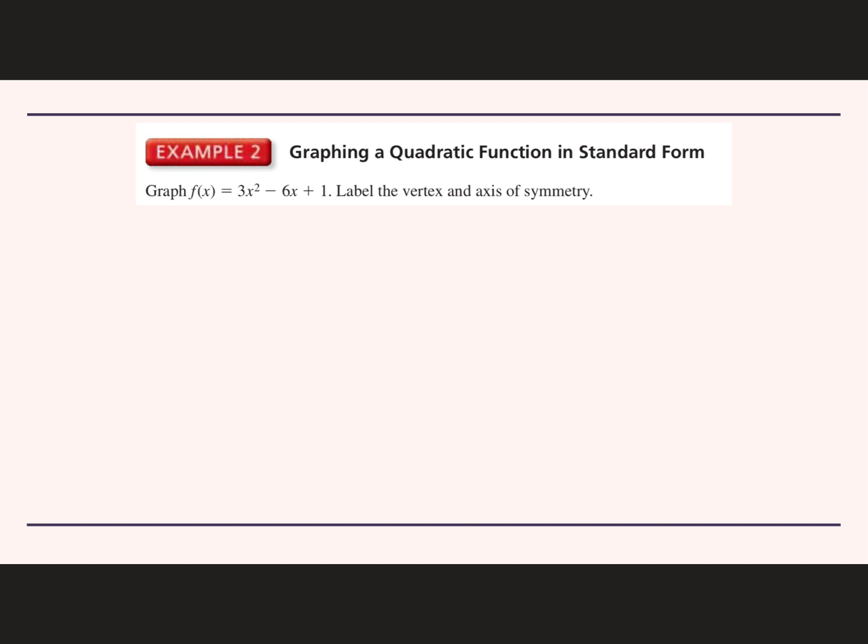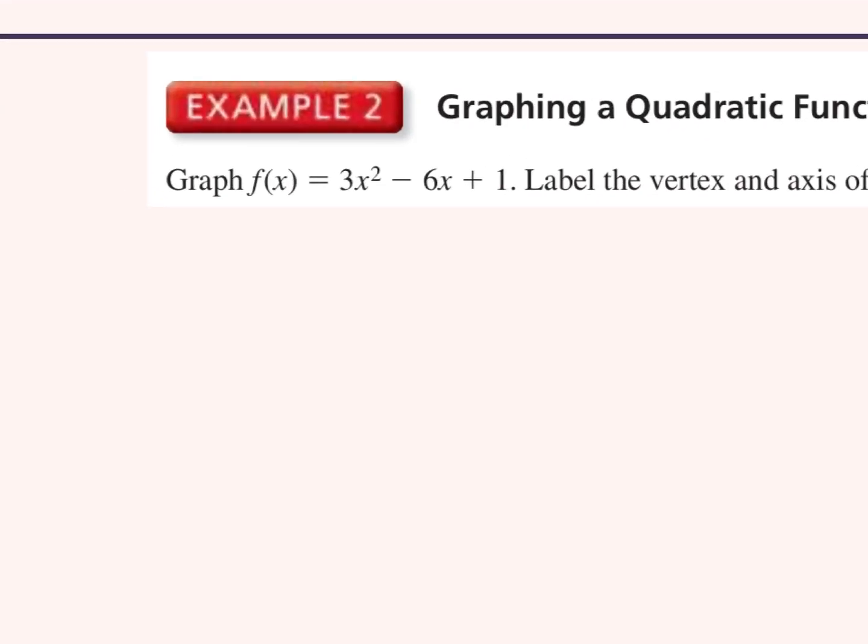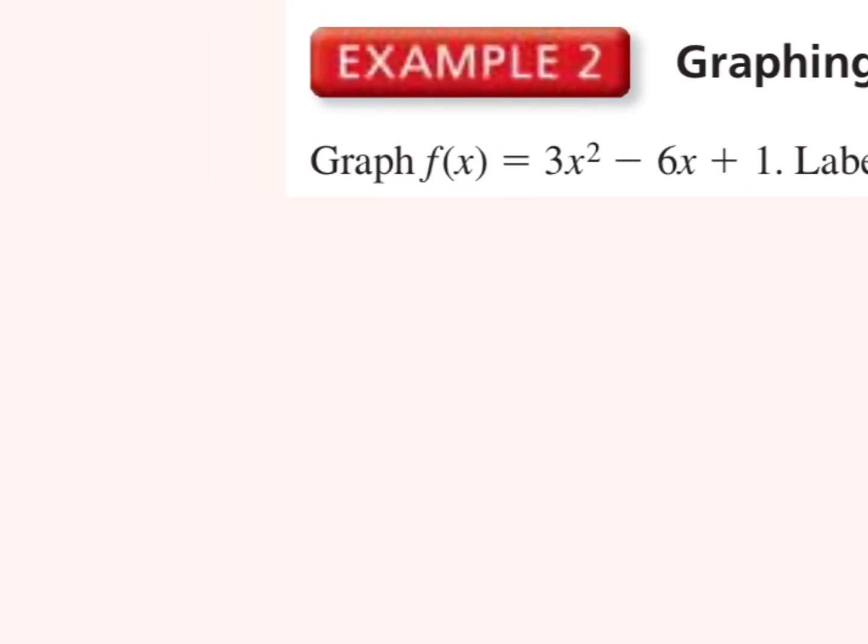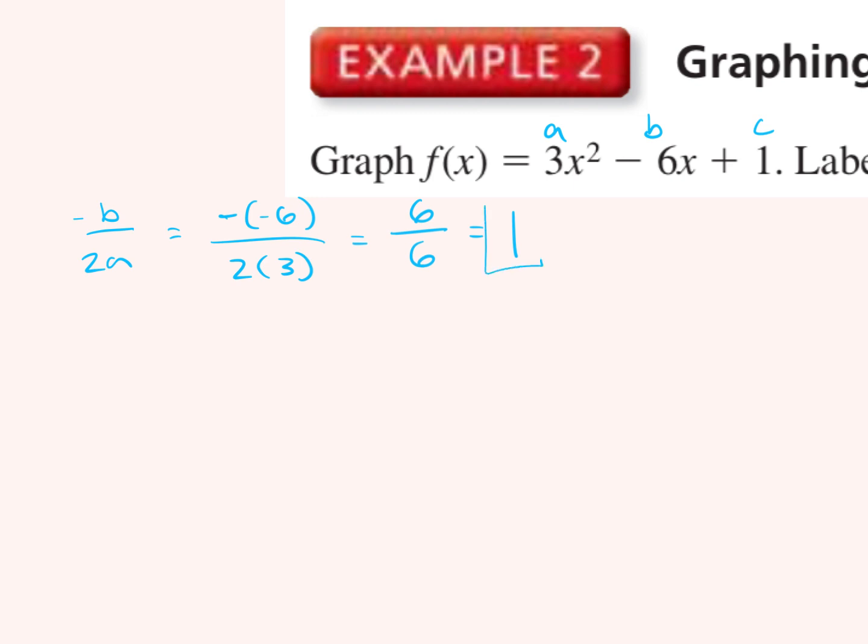So in example 2, we want to label the vertex and axis of symmetry and graph. In standard form, we want to use our formula negative b over 2a to find what our h is. So what's my a here? And what's b? And c? 1. Awesome. So let's plug it in. I have negative 6 over 2 times 3. So that would be positive 6 over 6, which turns into 1. So 1 is my h.